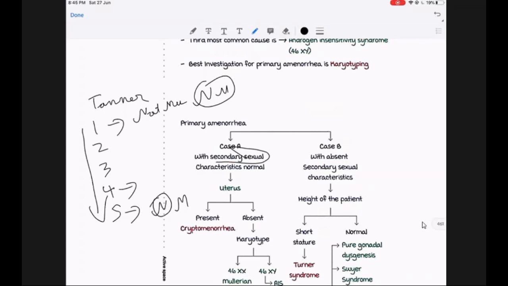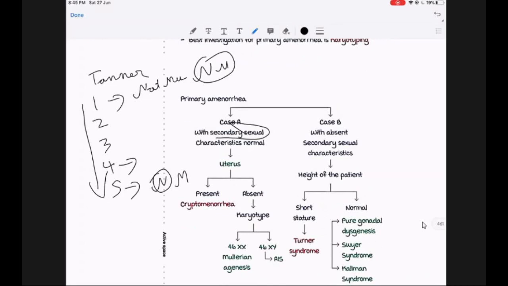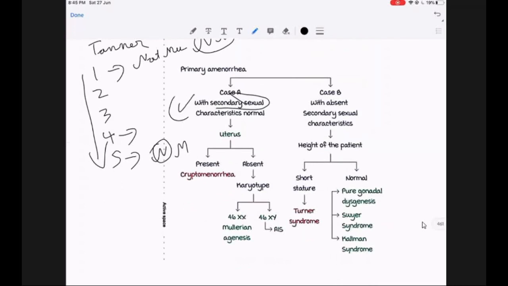Cool. Now here I told you need to take two cases into consideration. If at all she comes with primary amenorrhea, you need to consider: A, she has secondary sexual characters, or B, she does not have secondary sexual characters. Now I'll tell you she has secondary sexual characters. Okay, first box is checked. Then what should you check for? If at all she has secondary sexual characters, you need to check for uterus. Why uterus? Because even if the uterus is absent in certain conditions, she can still have secondary sexual characters.